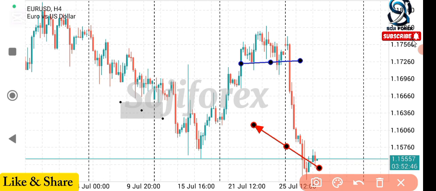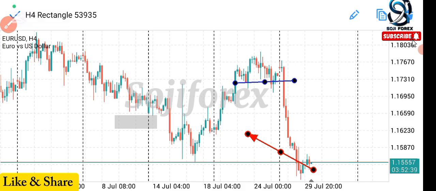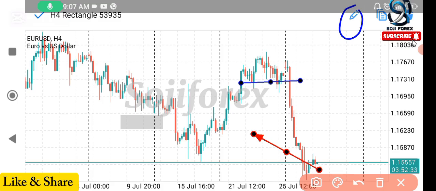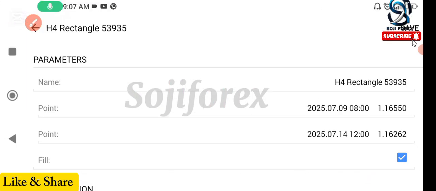What you are seeing here is the rectangle that I picked. Okay, I'm saying this now for the benefit of beginners. If you hold the rectangle down, if you press it, this edit icon will pop up. I will click on this edit icon. You see now, it brings all of these perimeters of the rectangle. Then this box, this fill, will be empty. So I'm going to tick on fill.